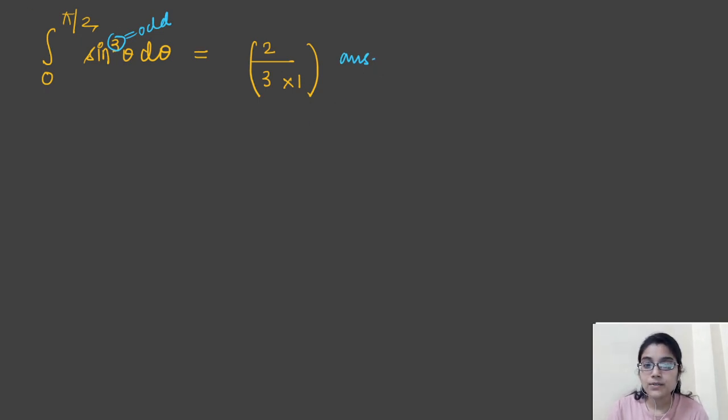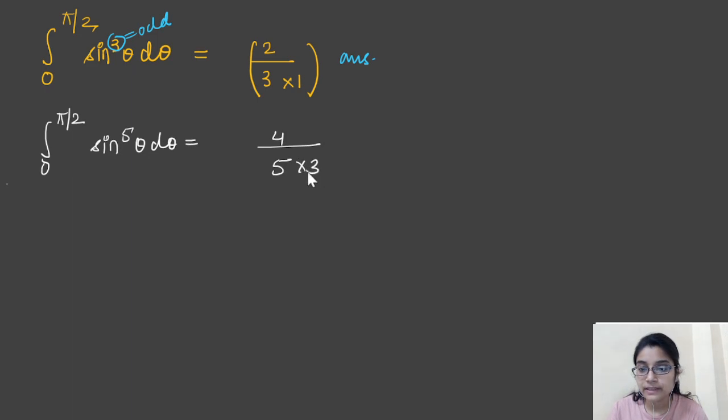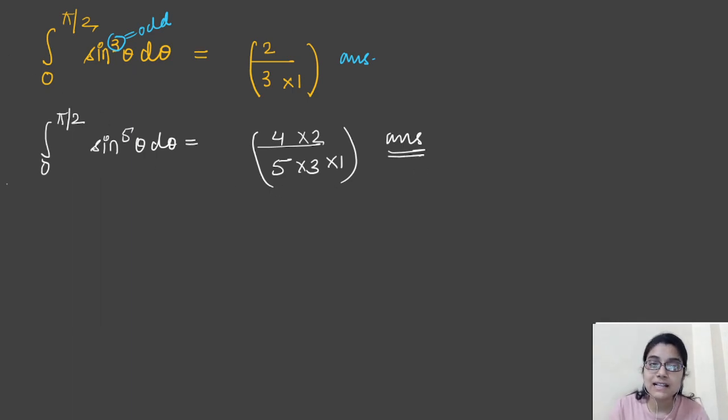Okay, you see, I can give you one more example. Suppose you got 0 to pi by 2, and here you were getting sine raised to the power 5 theta d theta. What will you do? Here you keep 5, 4, then 3, then 2, and then 1. This is the answer that you are getting. Instead of going into so many details, like first substituting something and then getting the answer, you just use this trick and you will get your answer within seconds.